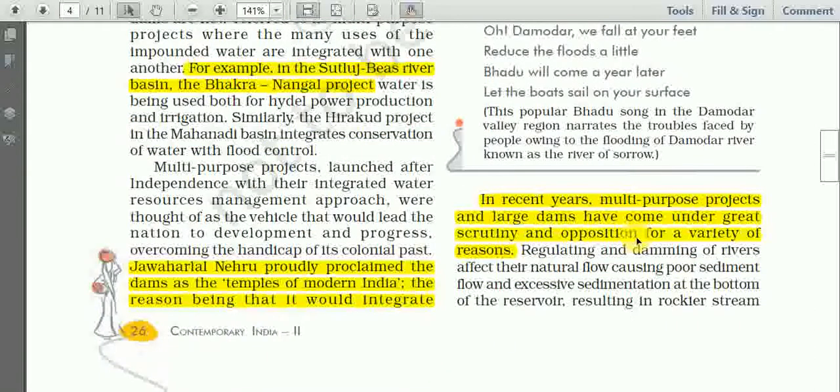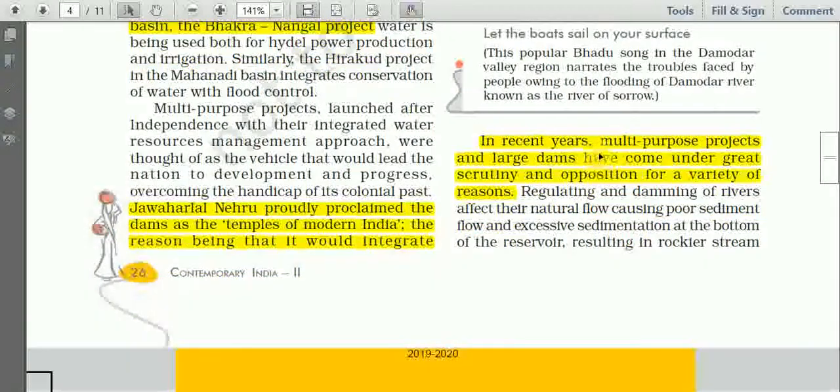Then see, we have learned the multiple purposes, the multiple uses of dams, so many merits we have learned, but again there are disadvantages, demerits of dams also. In recent years, multi-purpose projects and large dams have come under great scrutiny and opposition for a variety of reasons. Many people, NGOs and groups of people are reacting against the construction of multi-purpose dam projects. What are the reasons for this? Now let us see.